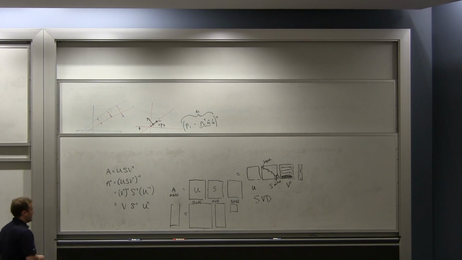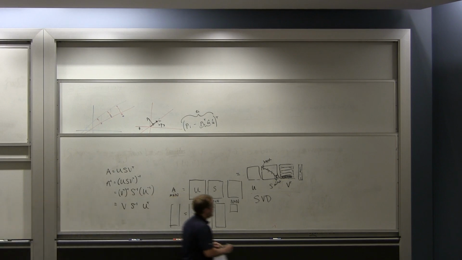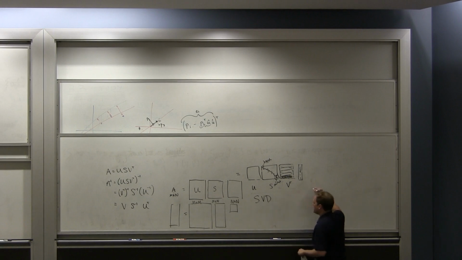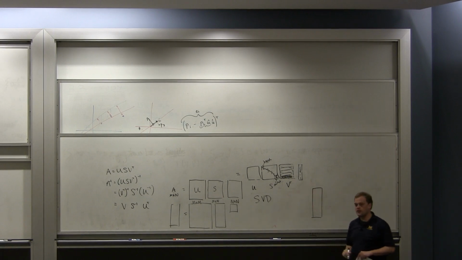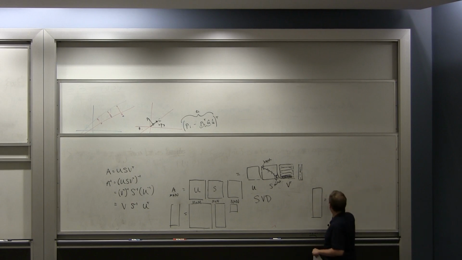So what does that look like? Let's try an example with a tall and skinny A. Here's a tall and skinny A. What dimensions should U have?